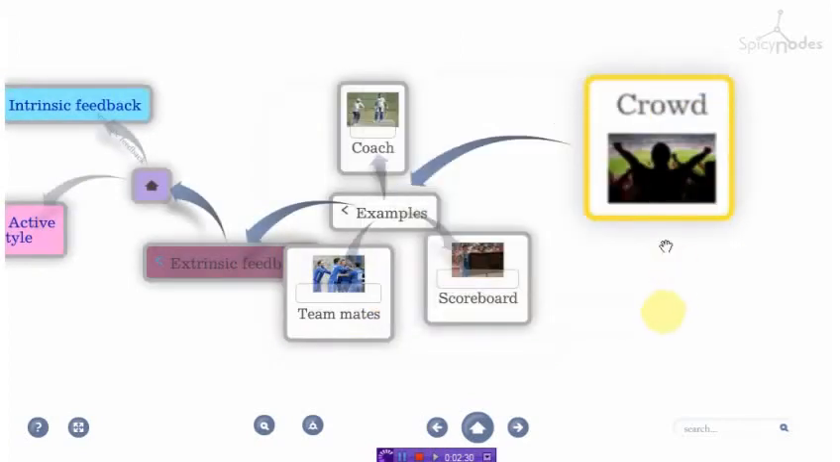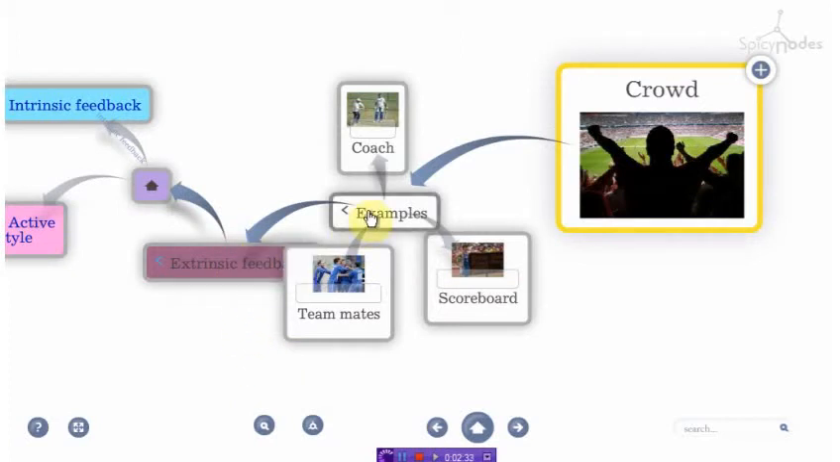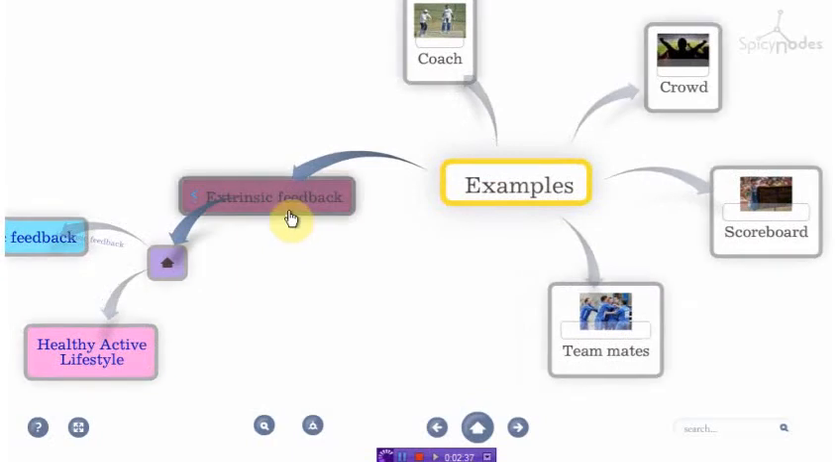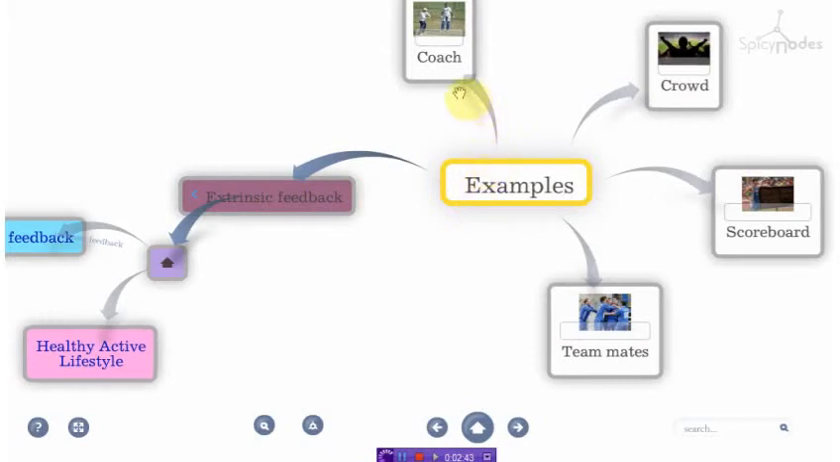So let's just recap on that. Extrinsic feedback is feedback about the performance which comes from outside of the performer. We need to make sure we can give examples. Coach is an obvious one. Information displayed about the performance is another one. The crowd and teammates are also good examples of extrinsic feedback.